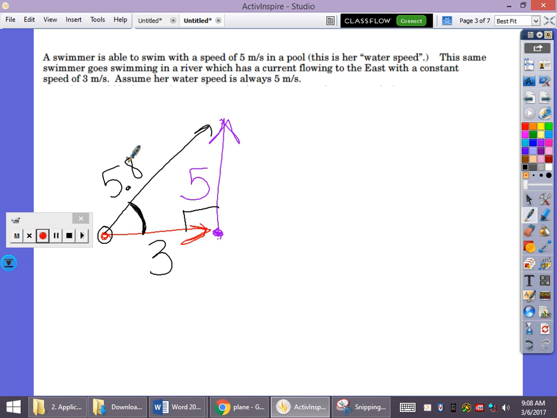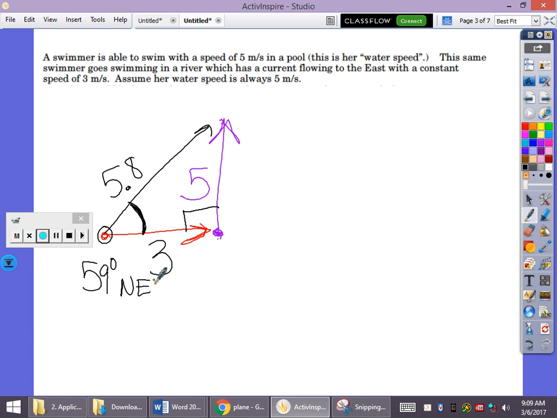I didn't mess up? Did I say the wrong angle? 59? Oh, we didn't ask for the directional angle. We just went a step above. Okay, 59 degrees. 59 degrees which way? Northeast. It didn't ask for it in this question. Sorry, it just asked for the speed.